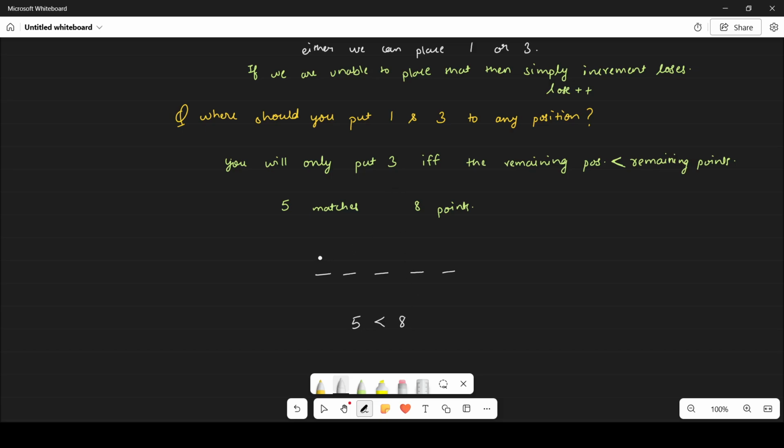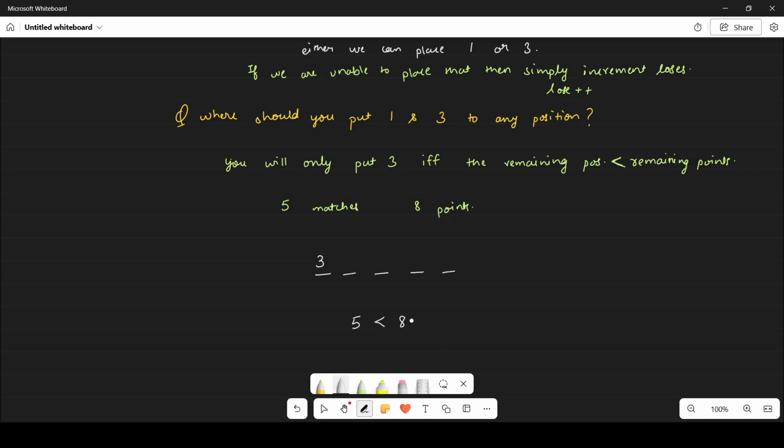Yes. So you have to put here 3, because if you don't put here 3 and you only put here 1, then you can't get 8 points, because if you put 1 1 1 1 1 you get only 5 points. That's why you have to put 3 here, so that you can get 8 points in the final configuration. So I hope you understand now why you put 3 only.